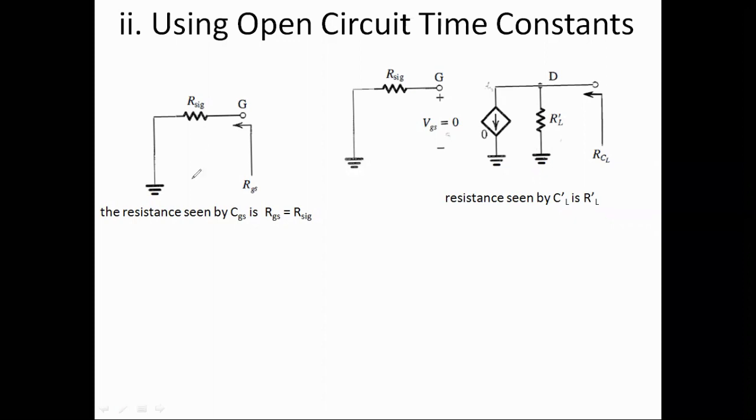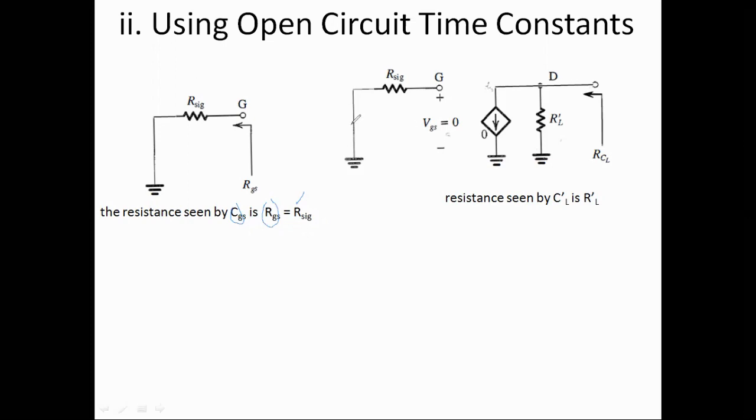Now the resistance seen by the CGS is called RGS. While calculating it, we should make Vc equal to 0 so that it acts as a short circuit. The resistance seen by the CGS is RGS, that is equal to Rsig, so that its time constant becomes CGS into Rsig. Now we have to calculate the resistance seen by the CL.